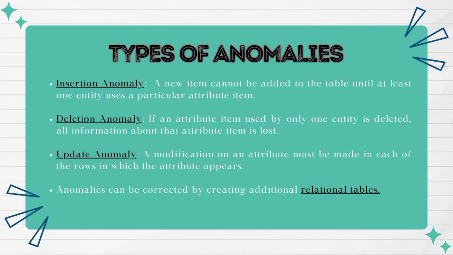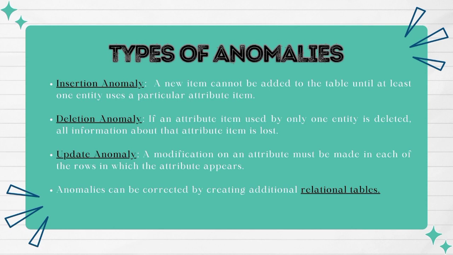So here are the types of anomalies. Before that, anomalies are improperly normalized tables that can cause DBMS processing problems that restrict or even deny users access to the information they need, and these tables exhibit negative operational symptoms. Specifically, the types of anomalies are insertion anomaly, deletion anomaly, and update anomaly.